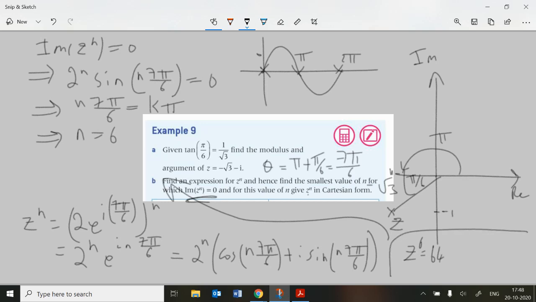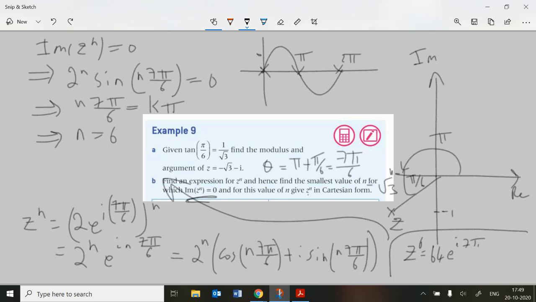Let's just do a little working out on the side here. And then times by e, the 6 is going to cancel with the 6 here. And that's going to give us i 7 pi. Now, again, that's going to be really easy to change back into this form.